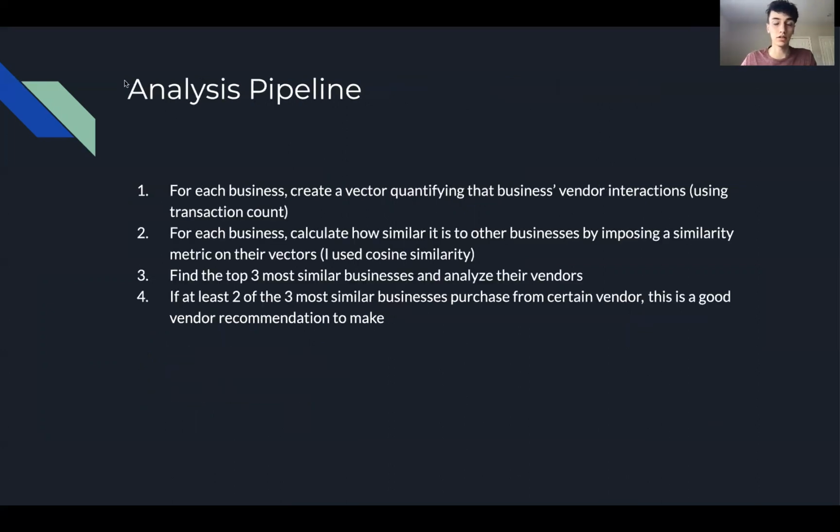So to quantify how similar one business is to another and make a recommendation, the analysis pipeline I used was to first create a vector quantifying that business's vendor interactions using transaction count. Then using that vector, I'd calculate how similar it is to other businesses by using a similarity metric between both vectors. For this example, I use cosine similarity, but there are a lot of other types of similarity that I could experiment with. Next, I would find the top 3 similar businesses using the cosine similarity, and I would analyze what types of vendors they're using. If at least two of the three most similar businesses purchase from a certain vendor, then I would say that is a good vendor recommendation to make to that business, and they should look to purchase from that vendor.